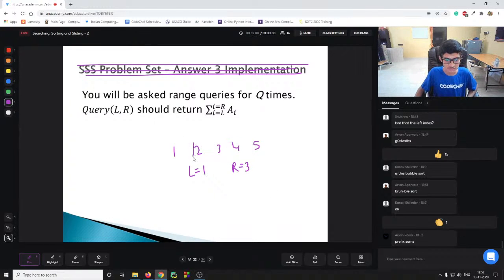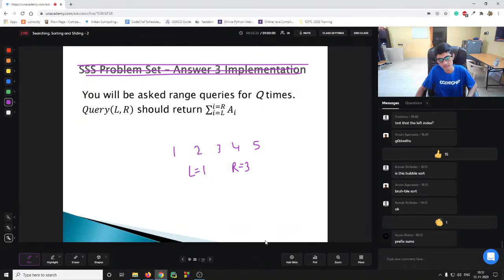So yes, this is prefix sums. We are going to be talking about prefix sums now. Since we only have 8 minutes left, I'm going to cover as much as I can and we'll continue tomorrow. No worries. So now with 1, 2, 3, 4, 5 and L equal to 1 and R equal to 3, we are going to be adding the sum.